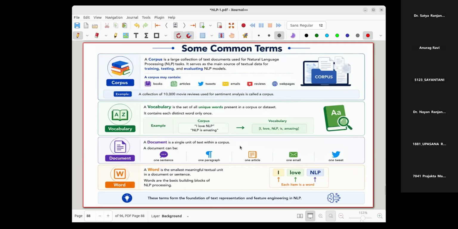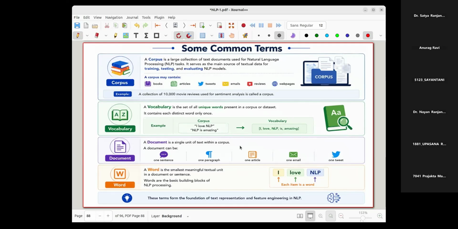Now the document. What is a document? A document is nothing but a single unit within the corpus. A single unit. If it is a collection of books, then every book in that corpus will be one document. Or if it is a collection of tweets, every tweet will become one document. If the data set is a movie review data set, each movie review will be called a document. Okay.